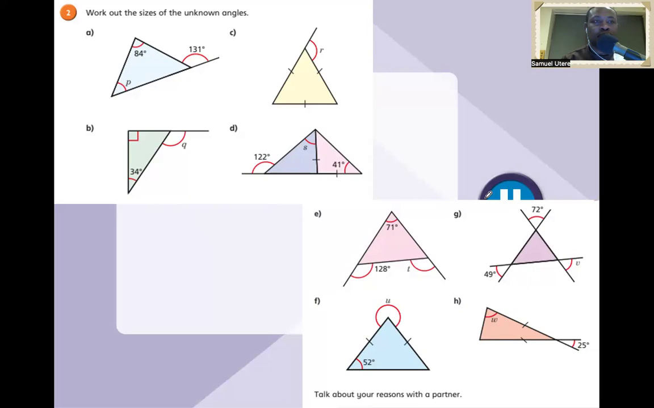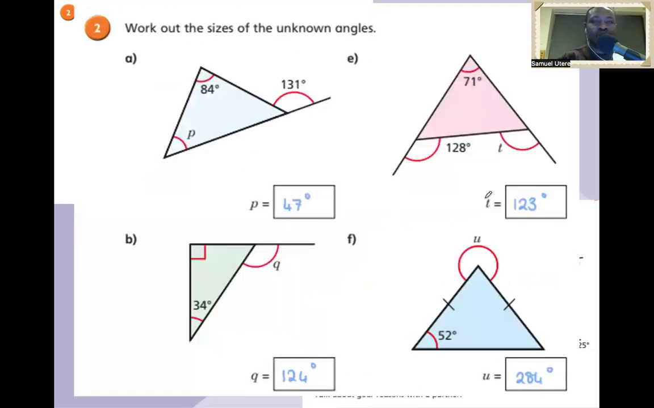Assuming you've paused the video and you've answered question 2, here are the answers. Let's discuss them. So for question 2, A, B, E, and F, here are the solutions. I'll discuss them and then you can check your answers later. So here we know that this is 131 degrees. So to get this angle here, we have to do 180 degrees minus 131 degrees.